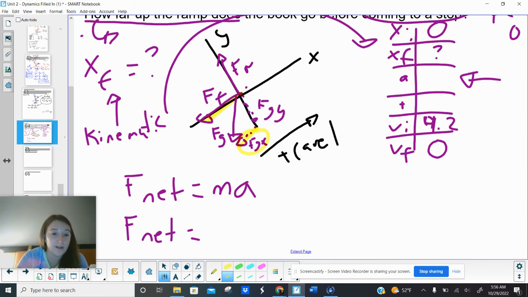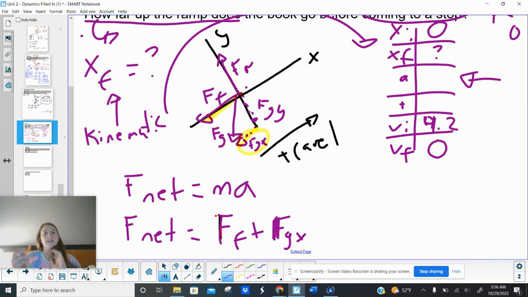So my F net is going to be, now also be careful here, what do we notice about the force of friction and FGX? Are they pointing in opposite directions or the same directions? Same direction. So we are going to add them together. Force friction plus FGX. They are both pulling that object down the ramp. So we know that I am going to set these two things equal to each other.